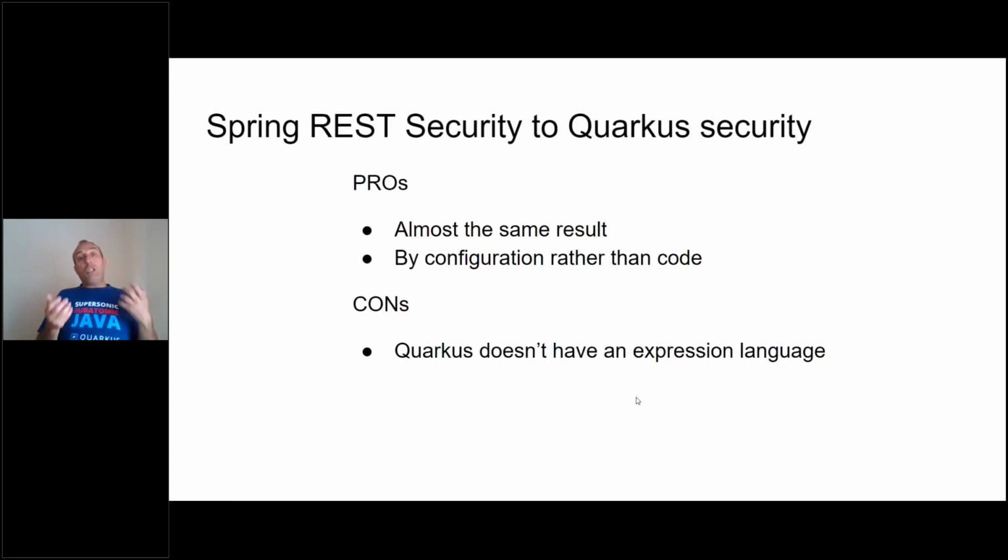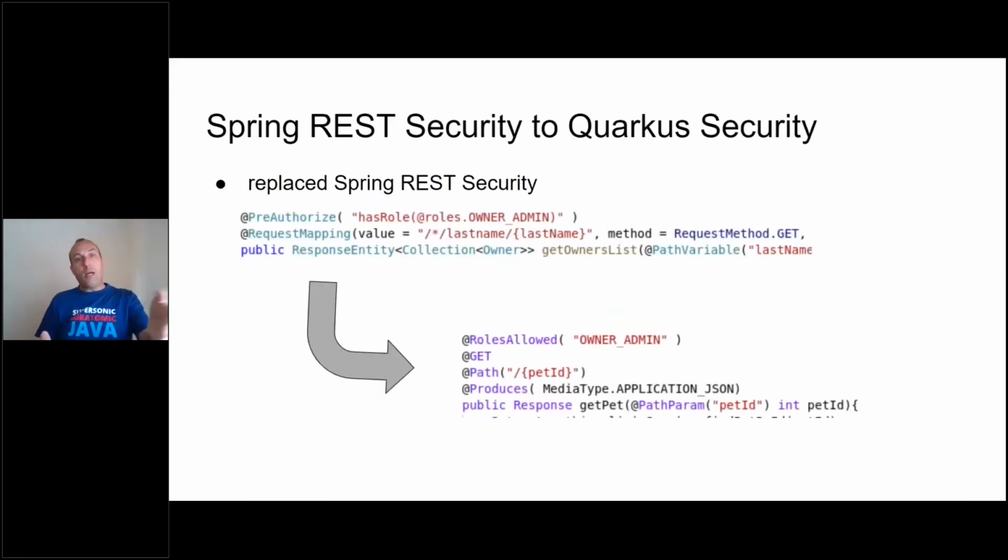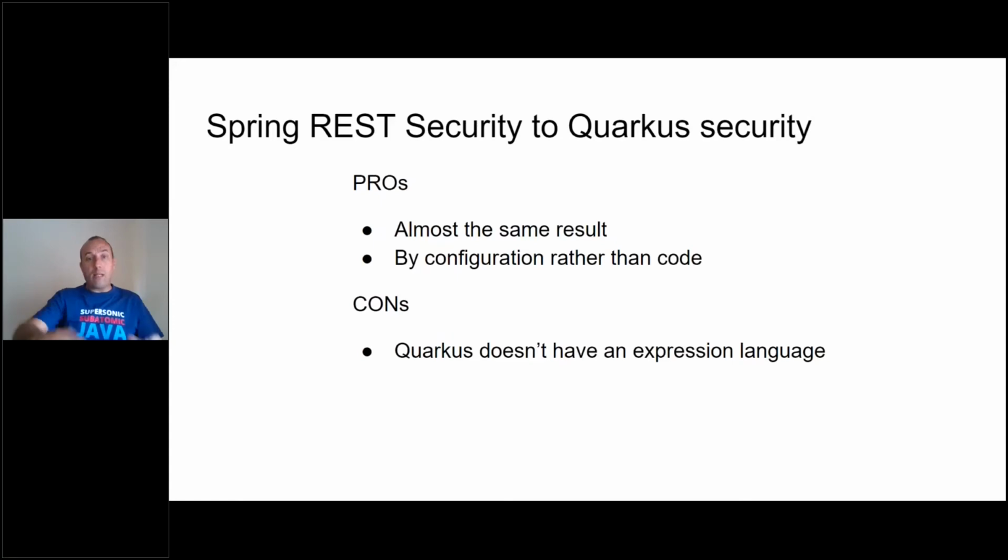About Spring Security, the only thing that I found different is that in Spring we have expressions. As I showed you before, here you have hasRole, and you can even configure complex expressions in order to define the security for that method. We don't have that; we have a list of roles allowed on a method, or at least this is the way that I found to do it when I did the migration.